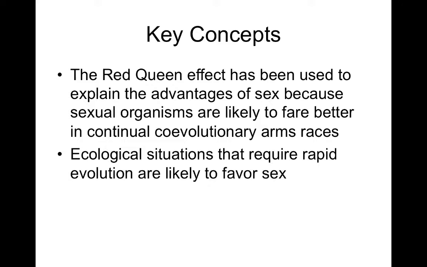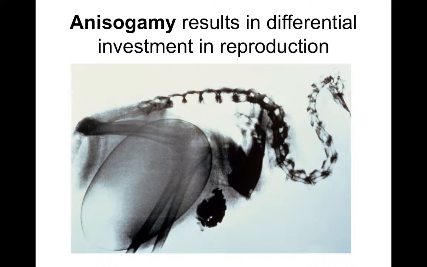So one explanation for this is the Red Queen effect, running in place. And it explains the advantages of sex because it allows recombination of chromosomes to generate novel variations that may be effective at deterring parasites or other agonists. But other ecological situations beyond just parasites may require rapid evolution. So on islands where different groups of organisms might radiate, these are good examples where sex may be important as well. All right, so in class I reviewed the importance of anisogamy.